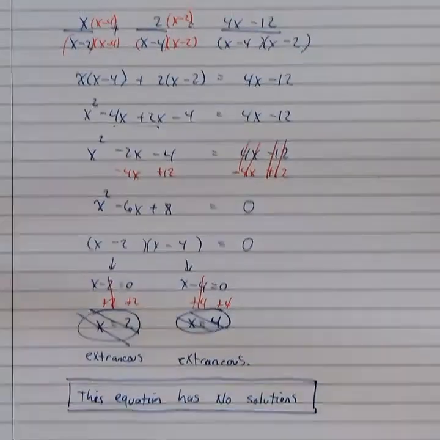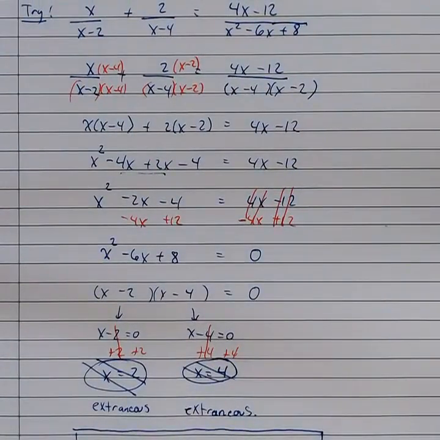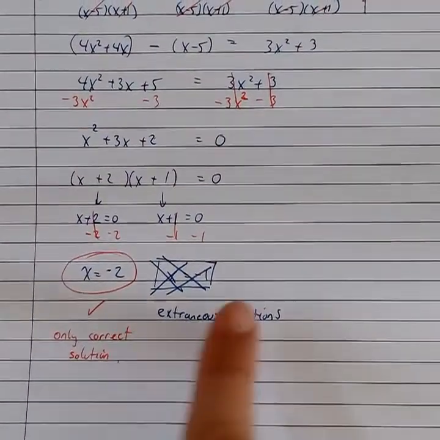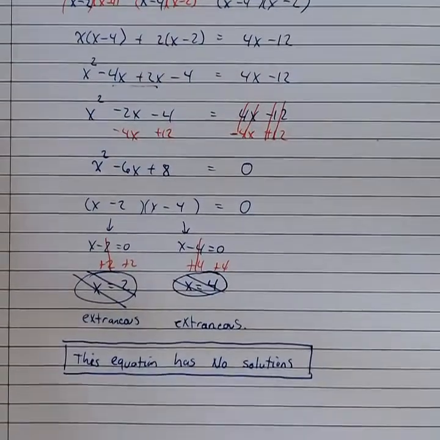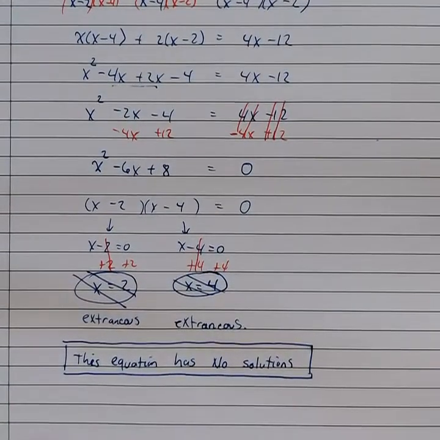Whenever you have a rational equation, you may end up with several solutions that all work. You may end up with several solutions, only some of which work, as you saw in our previous example, and there is the possibility that none of them work. All solutions are extraneous, in which case that means you have no solutions. All right. So those are rational equations.